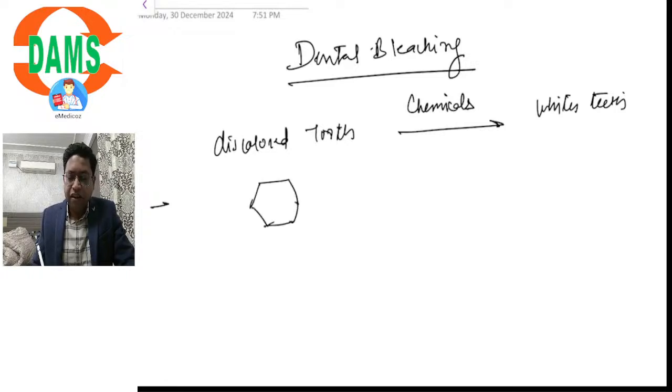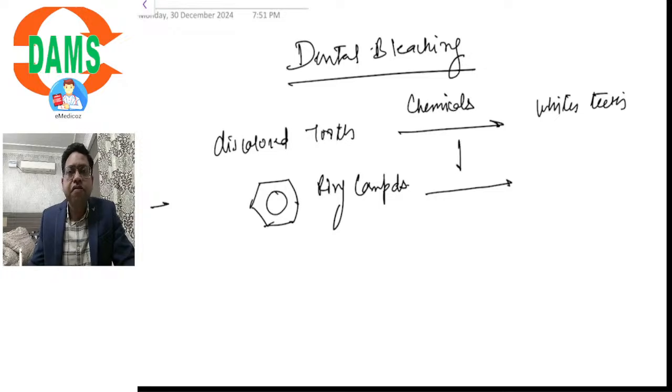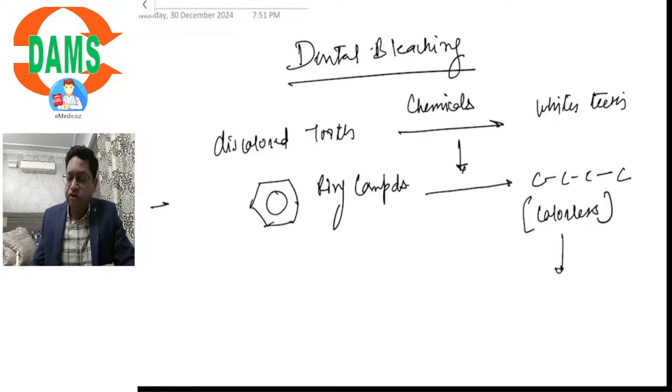See what basically happens in the mechanism of dental bleaching. These discolored teeth have got ring compounds. Various organic ring compounds are present that lead to tooth discoloration. When we apply certain chemicals to the tooth surfaces, they result in the formation of chain compounds, which are mostly colorless or lighter in color as compared to the ring compounds. And if we do not halt the process of bleaching and keep on applying the chemicals to the tooth, it results in breakdown of the tooth structure with the formation of carbon dioxide and water.